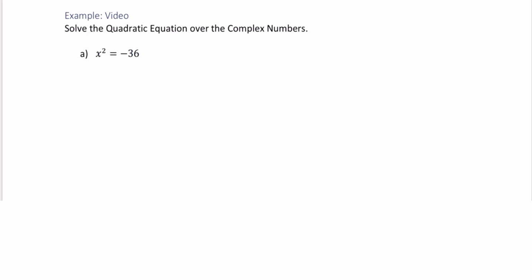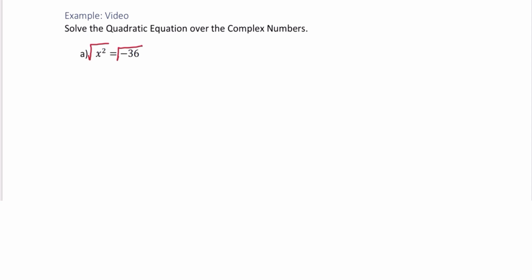Solve the quadratic equation over the complex numbers. Up first, x squared equals negative 36. Notice that the squared quantity has already been isolated. Since x squared is by itself, we can simply take the square root of both sides.